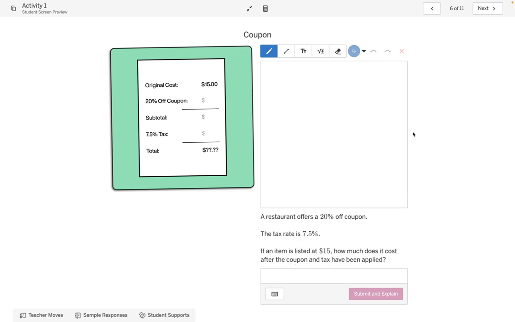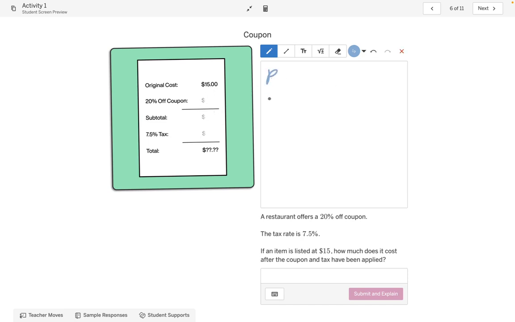applied? Okay, so this is actually a two-step process. First we need to find what's called the subtotal. This is after we remove the 20%. And then we're going to find the tax. Now the tax isn't on the original price, but rather it's going to be on the subtotal, the amount we have left after taking that off.